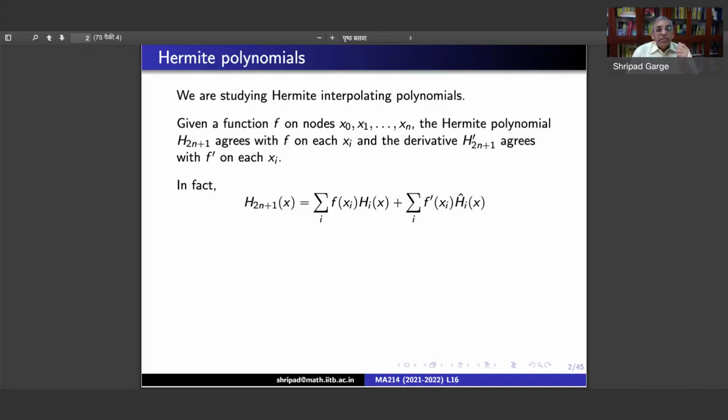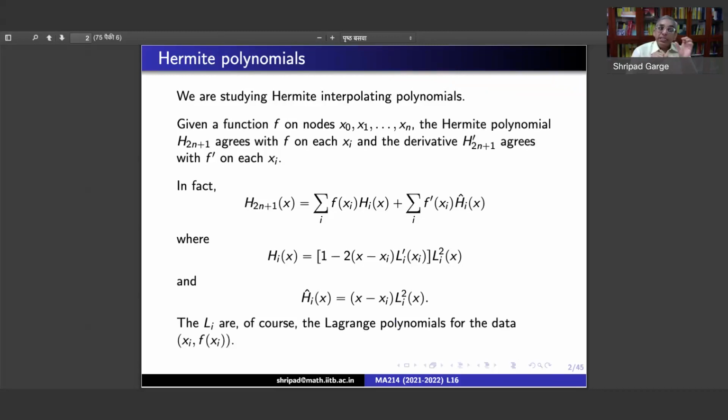How do you compute hi and hi hat? They are computed in the following way. I have explained in the last lecture the motivation for defining hi and hi hat in this way, and the li are nothing but the Lagrange polynomials for the data xi, f of xi. These are the polynomials that we know quite well until now.